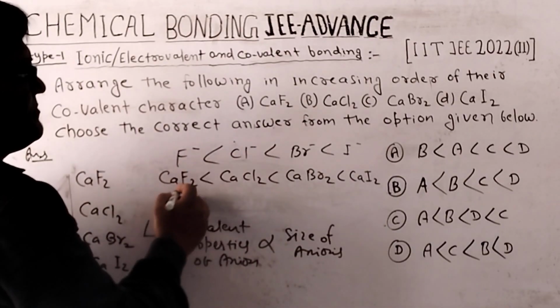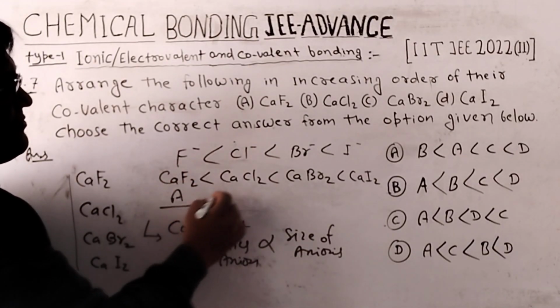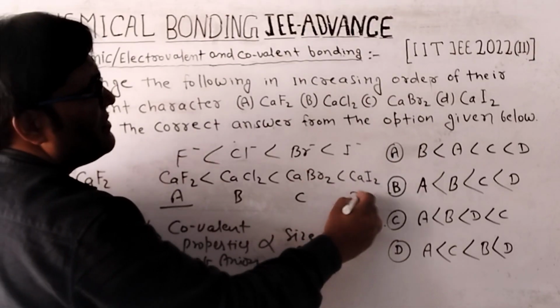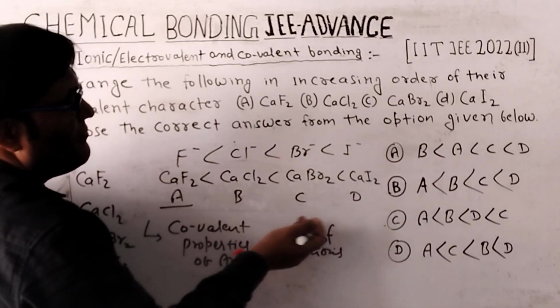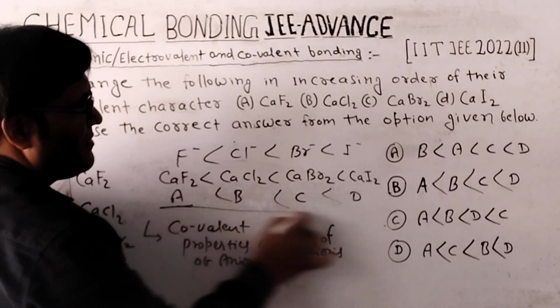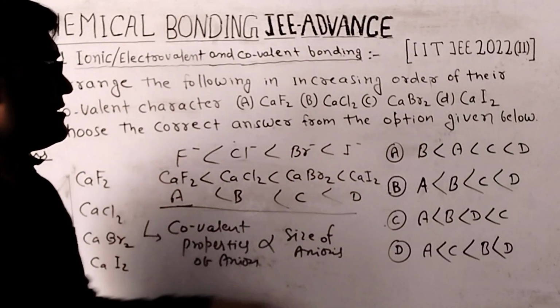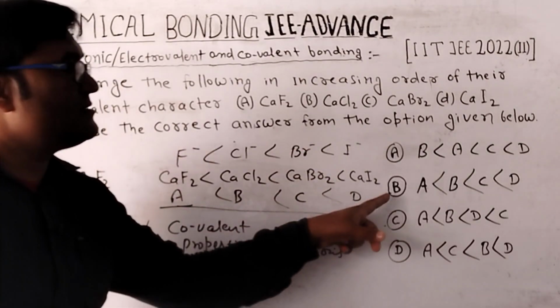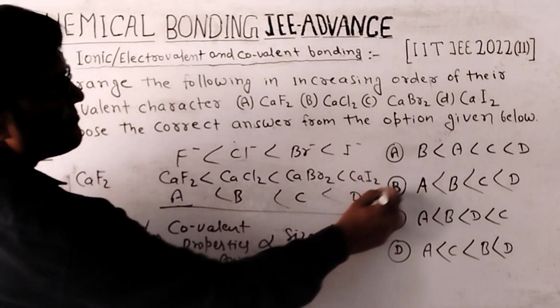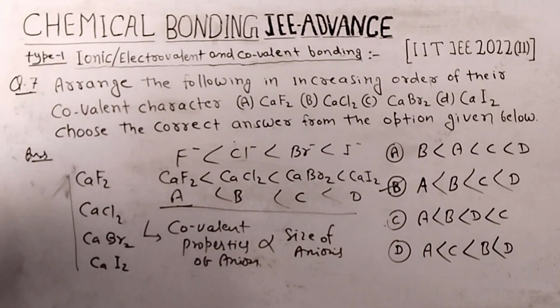Now in the given options, A calcium difluoride, B calcium dichloride, C calcium difluoride, D calcium diiodide. Now we can arrange the increasing order of covalent character. Okay, and according to the given options, this order occurs in option number B. So option number B is correct. You can take a screenshot.